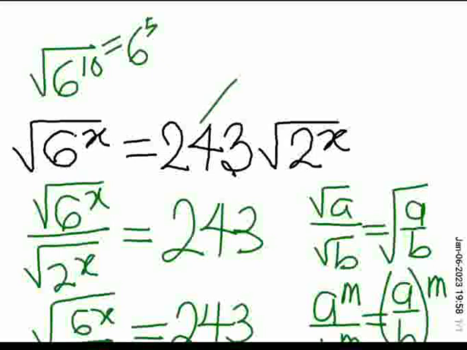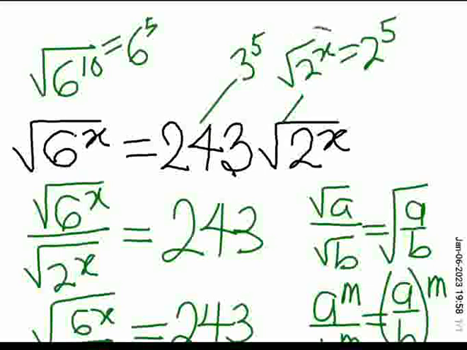243 in index form is 3 raised to power 5. And then here we have square root of 2 raised to power x. Square root of 2 raised to power x, that is square root of 2 raised to power 10. That will give 2 raised to power 5. The square root of 2 raised to power 10 is 2 raised to power 5.